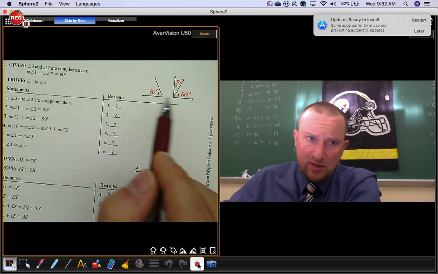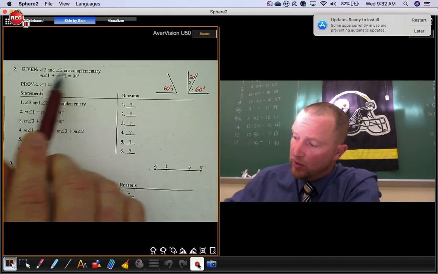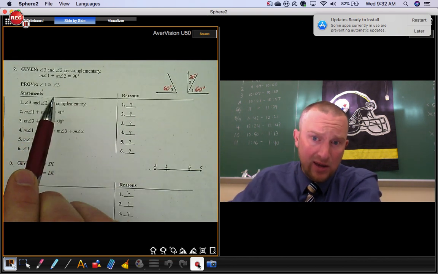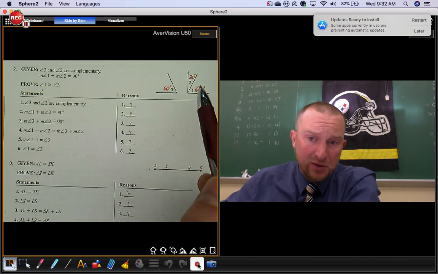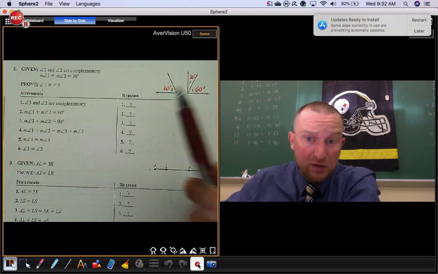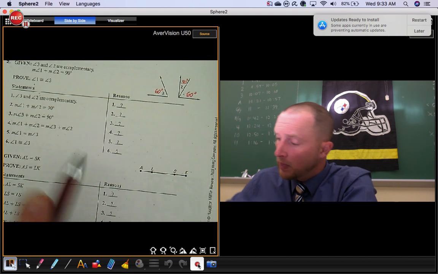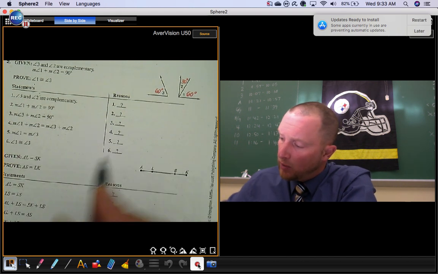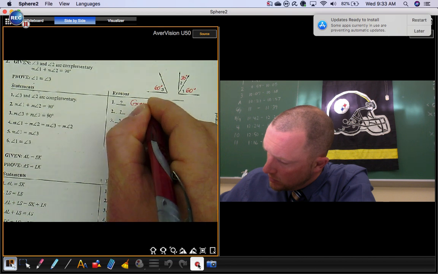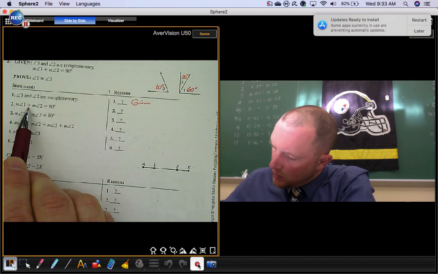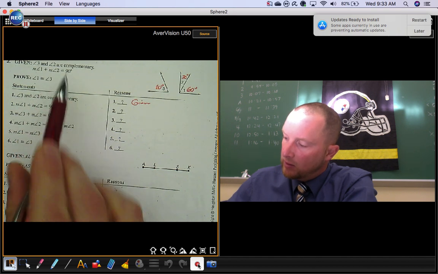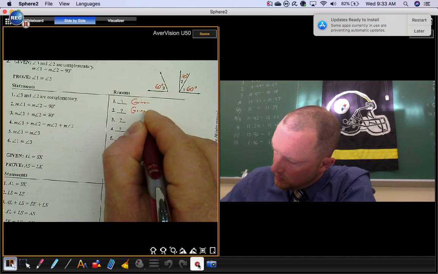Now, I just made these numbers up. We want to show that this works in every single case. We want to show that it works if this is 59, and so on and so forth, or 58, or 50. You get the idea. Okay, so angle 3 and angle 2 are complementary angles. That's given. Measure of angle 1 plus measure of angle 2 equals 90. That's also given to you.